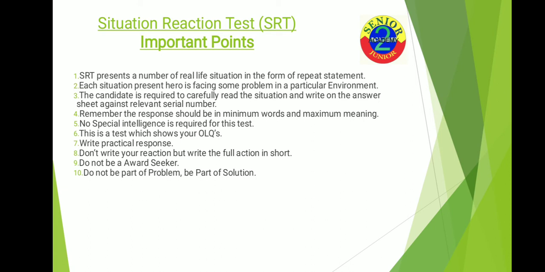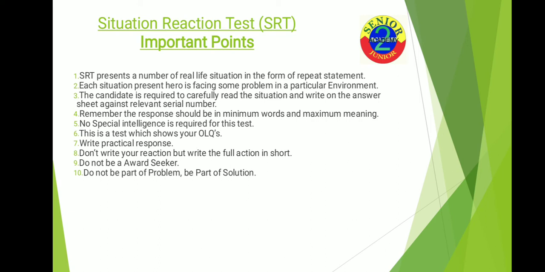Now let us see some of the important points that you should keep in mind. First of all, the Situation Reaction Test presents a number of real life situations. So day to day life situations will be given. In each situation, some problem will be defined and you should consider yourself as a hero and you should solve the problem. Simple as that. So yes, the problem will be defined and you being the hero should solve it. That's all. This is required in SRT.